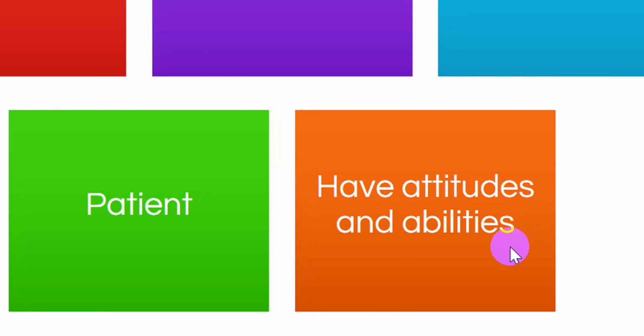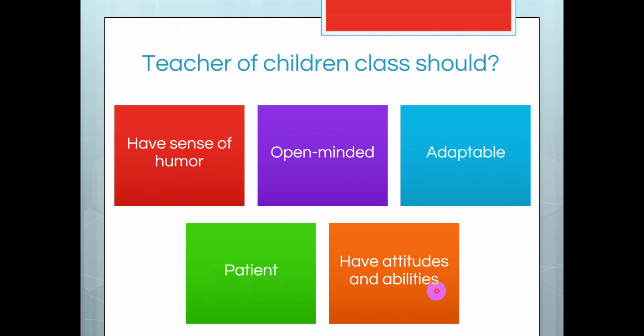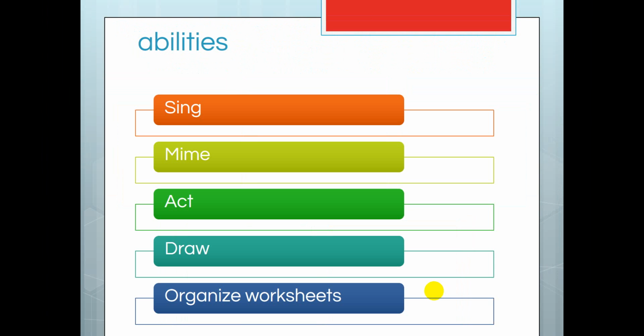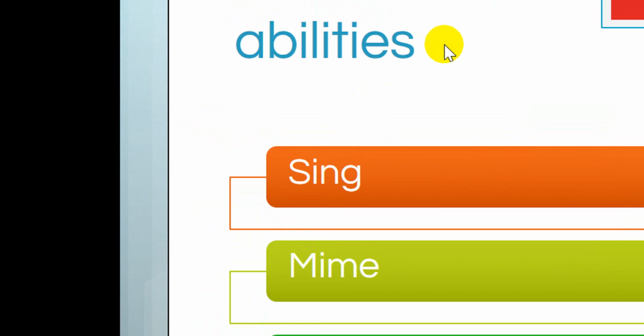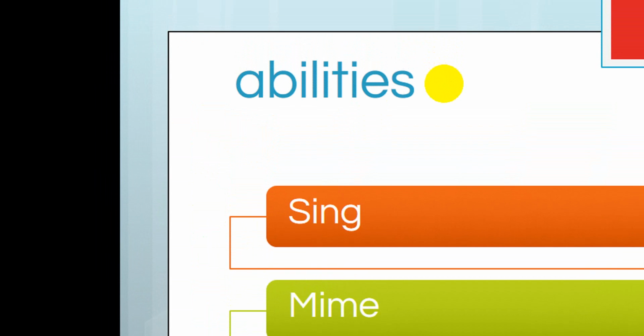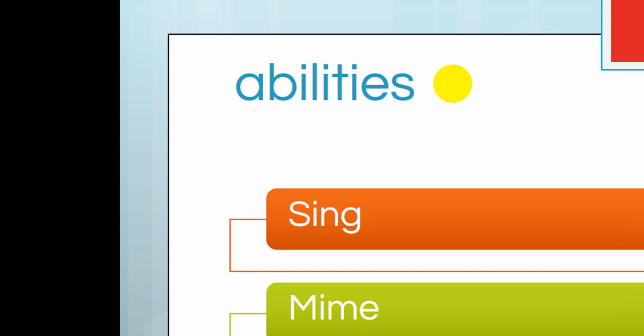And in order to succeed in managing the children, you must have attitudes and abilities. What are the attitudes and the abilities needed? For the abilities, you must be able to sing. Okay? You must be able to sing. It doesn't mean that you must have a very good voice, no, but you have to be able to sing in tune. Why? Children learn things from songs, and sometimes the teacher needs to demonstrate the song. So you must be able to sing.